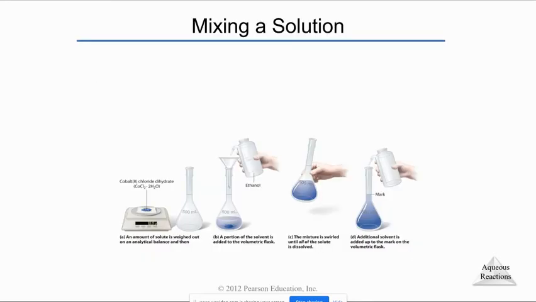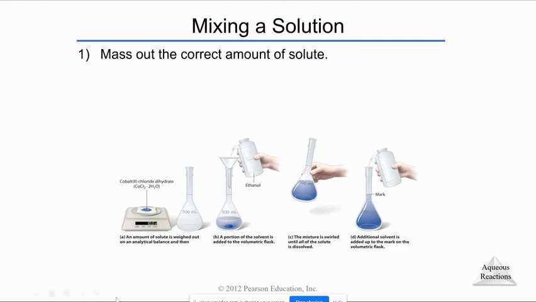How do we make the solution in the first place? How do we get the concentration that we want? Well, the first thing that we have to do is calculate how many grams of the solute we need to mass out. Since our balance doesn't record in moles, we need to go ahead and use molar mass and figure out what mass of the solute we need to measure out.